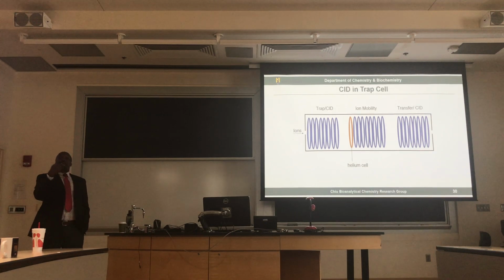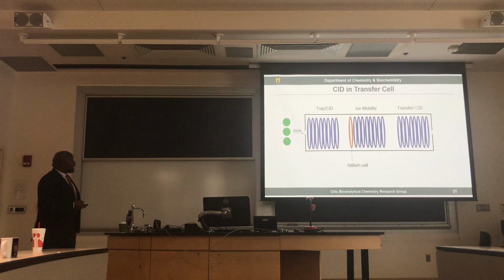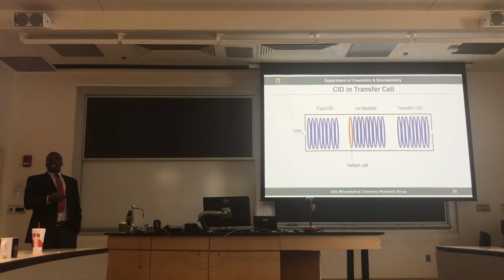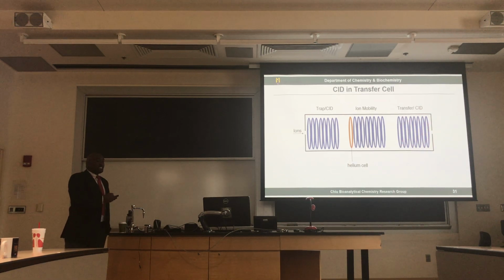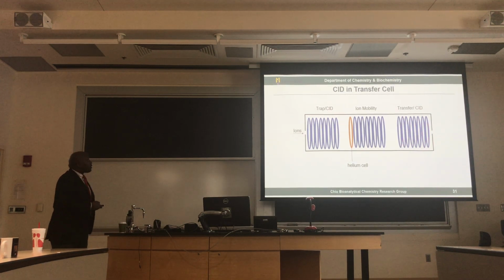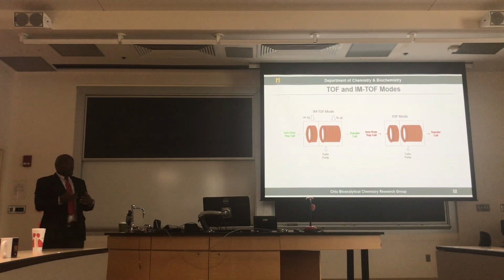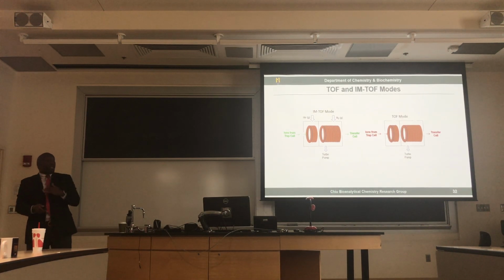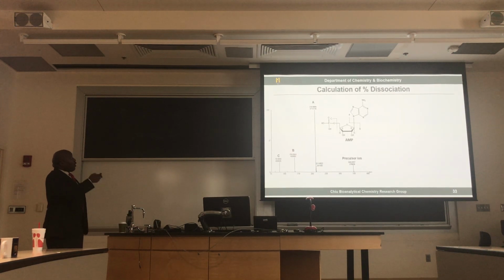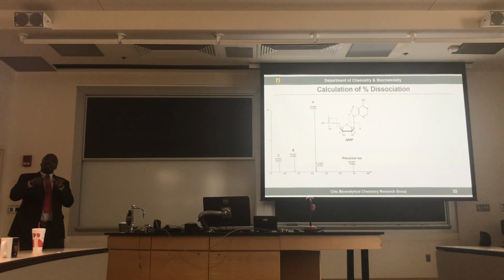The green ones are the precursor ions, and the red ones are the fragment ions. And then we can also do that in the transfer cell, whereby you fragment your precursor and generate your fragment ions. And once you do this, you can do this in the 2 modes that I discussed before, either in the TOF mode or in the ion mobility mode. So what you do is that you choose a molecular ion or a molecule whose fragmentation pattern is well known and established.